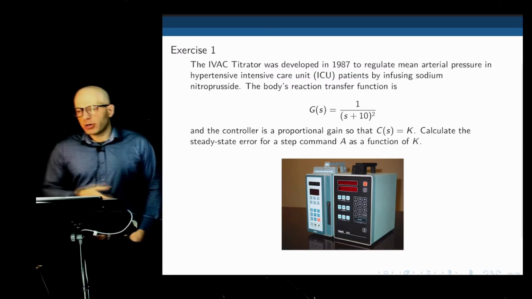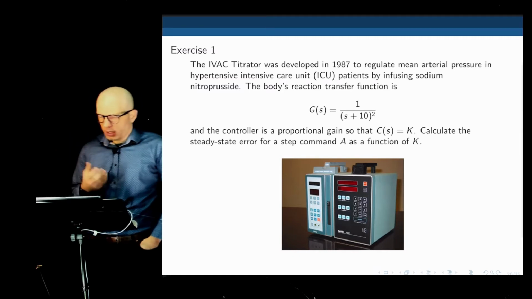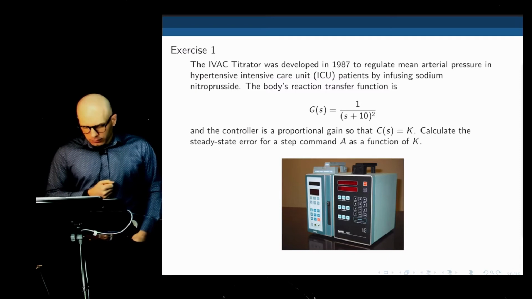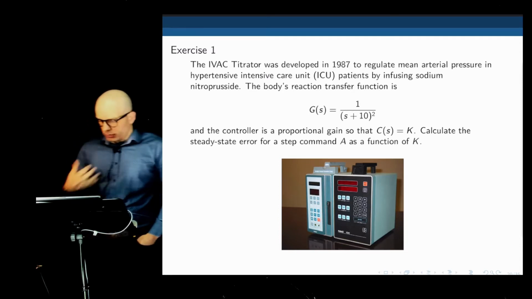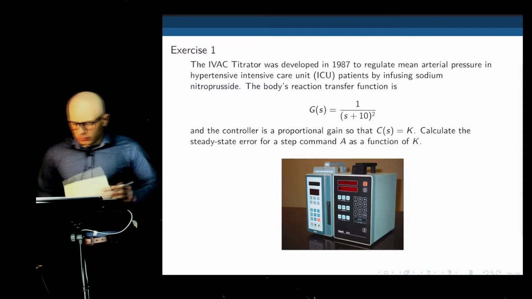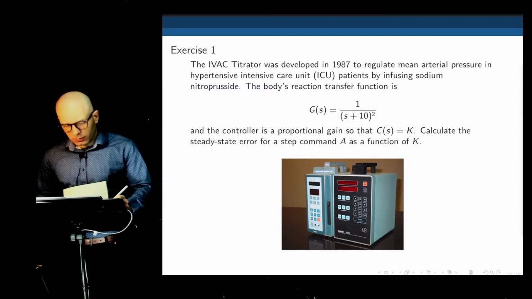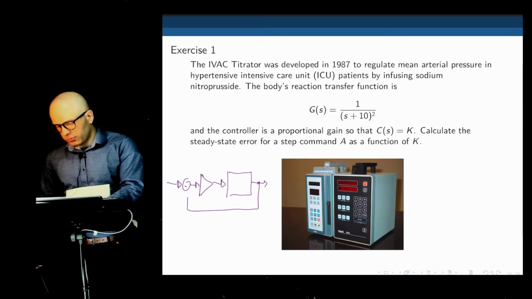So there you have the plant itself, which is the body, given by the function G of s. That is how the body reacts to that drug. And we have a controller K. So the first step here is to now develop the control scheme for this. We have two parts: the controller, the plant, and the gain, and the feedback loop. So here's the feedback loop.